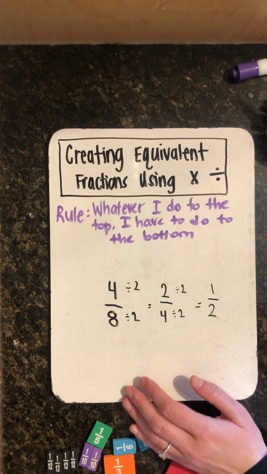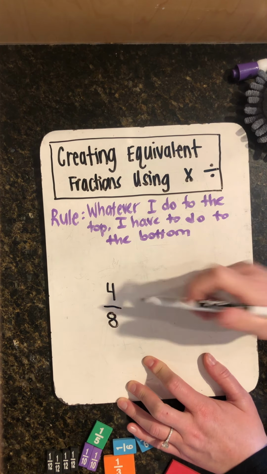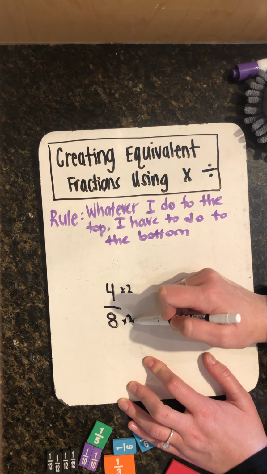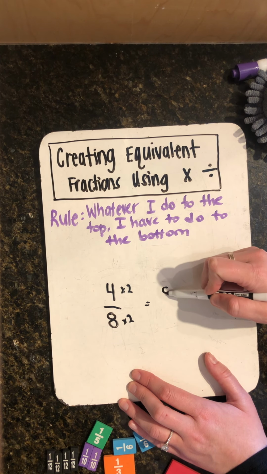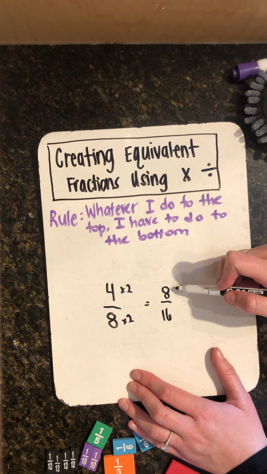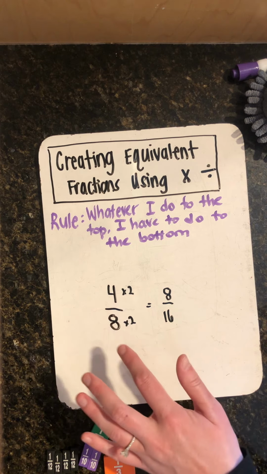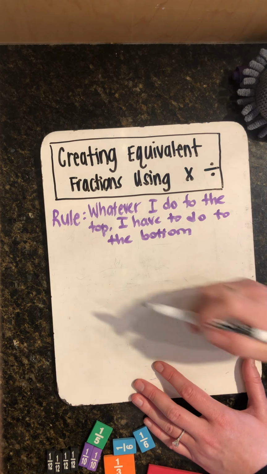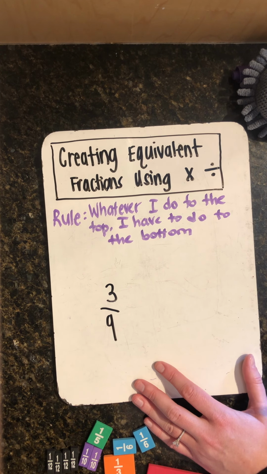All right, I could also, if I wanted to do multiplication, I could also multiply by 2 or by 3 or by 4, or I could even do by 10. So here now I have 8/16. If I wanted to create another one, I could even keep multiplying across, as long as I'm doing the same to the top and the bottom. Let's try another one. Let's try one with division. Let's try this one. 3/9.